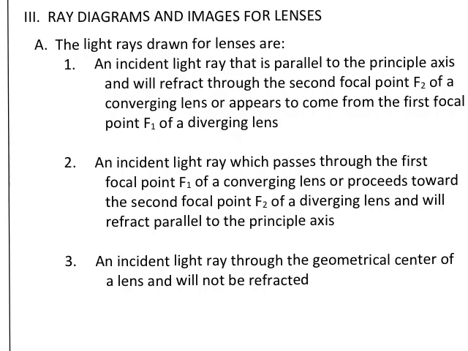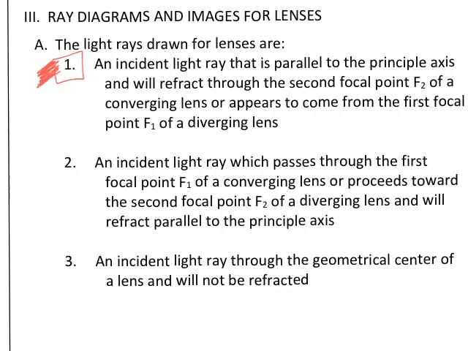So the 3 rays that we're going to draw, the first light ray is similar to the primary ray we had for mirrors. For lenses, this light ray is incident parallel to the principal axis, and it's going to refract through the second focal point. So since light can travel on both sides of a lens, then it's going to have a focal point on each side. So we'll talk about that when we draw our pictures. I'm going to take this ray and color it red. So I'm just going to put a red key out to the side.